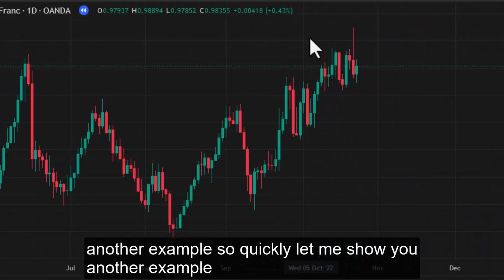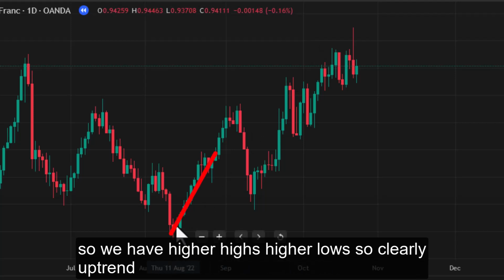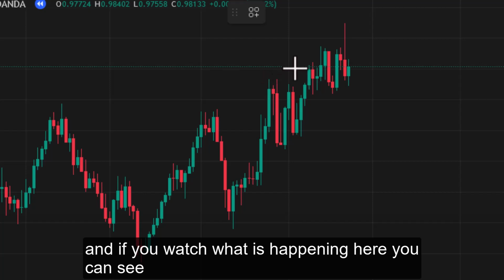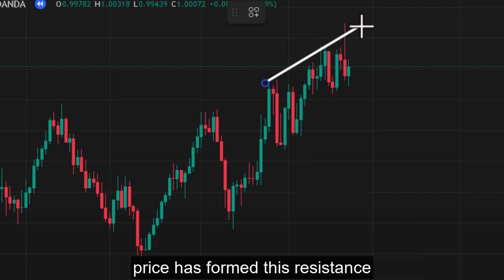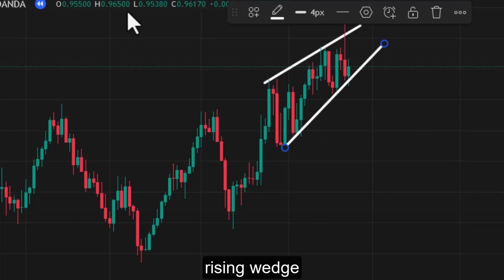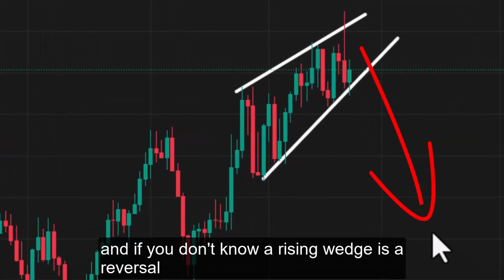So quickly, let me show you a bearish example of how to enter a trade non-aggressively. We have higher highs and higher lows, so clearly it's an uptrend. And if you watch what is happening here, you can see the price has formed this resistance and this support. So this is a rising wedge. And if you don't know, a rising wedge is a reversal pattern.